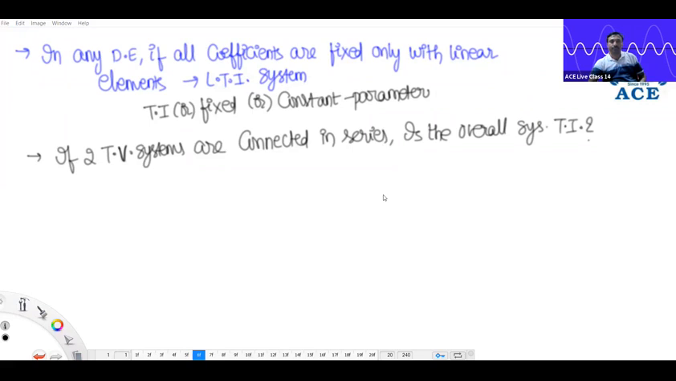What's that? You should give me the answer properly. Maybe invariant. Funny fellows.